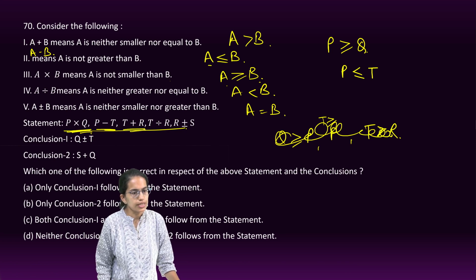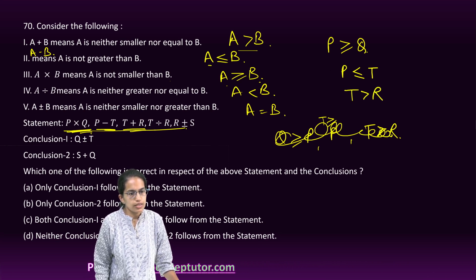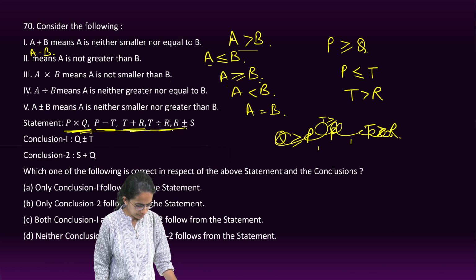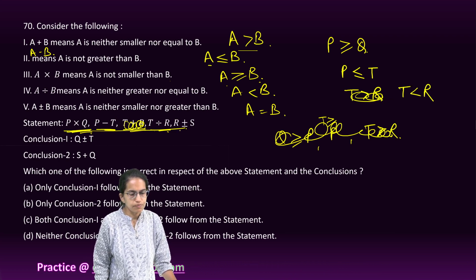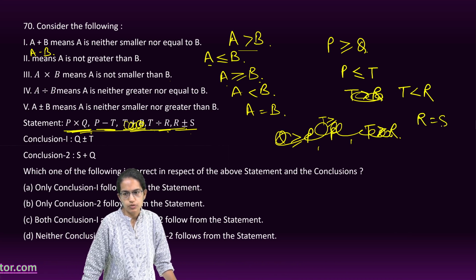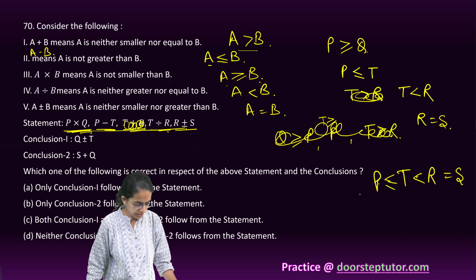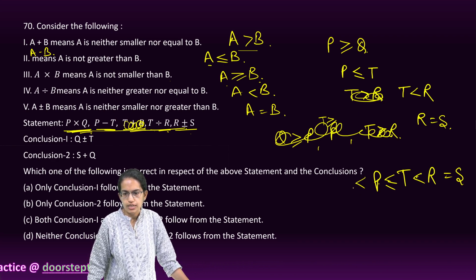Sorry, the original question paper does not have T plus R, it just has T divided by R. So T divided by R is T is less than R, and then R plus minus S, that means R is equal to S. So T is less than R is equal to S, and T is greater than or equal to P, okay, because I say P minus T, and then P is greater than or equal to Q.